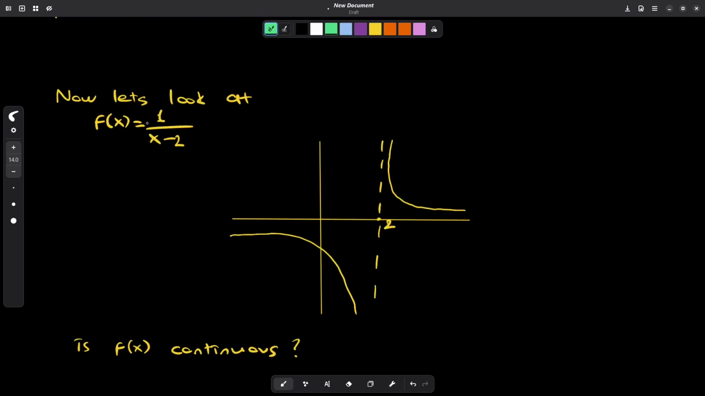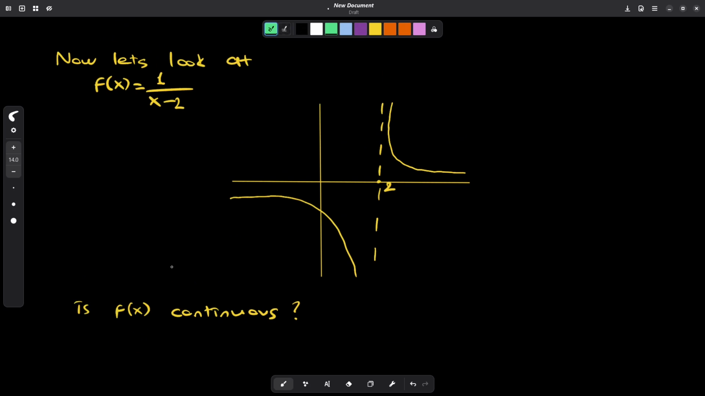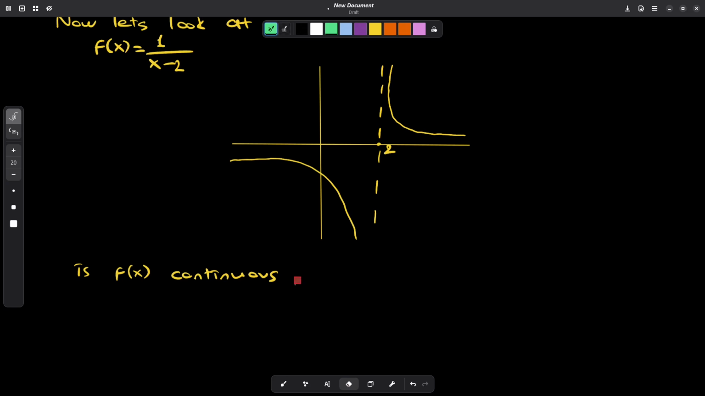Now let's look at f(x) equals 1 over x minus 2. Is f(x) continuous at 2? When I look at the graph, I have two choices. If I have an empty point at the graph, at that point we will say we don't have continuity. If there's jumping, we will again say there is no continuity. And at 2, I'm clearly seeing there is jumping. So therefore, by looking at the graph, I can say this function is discontinuous.